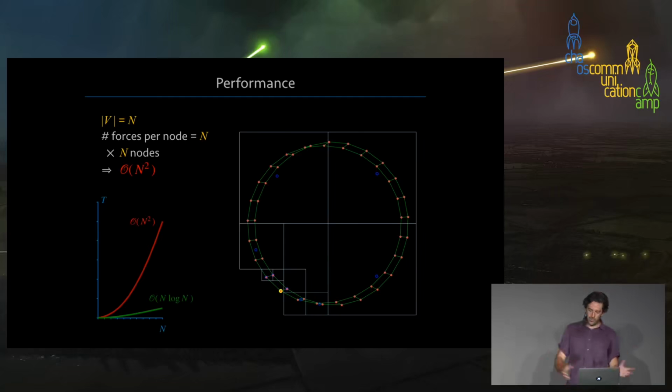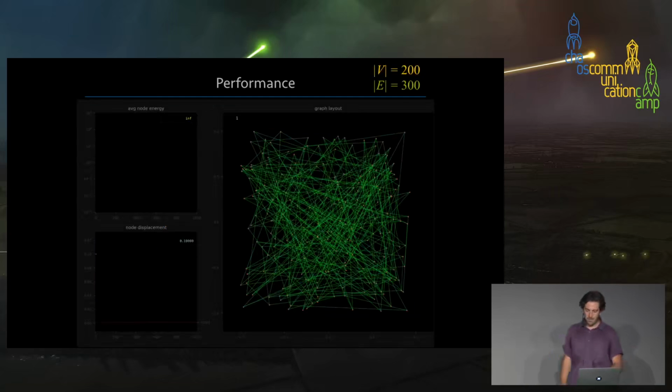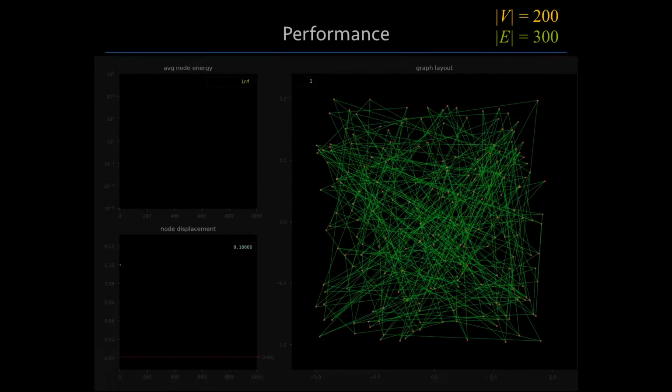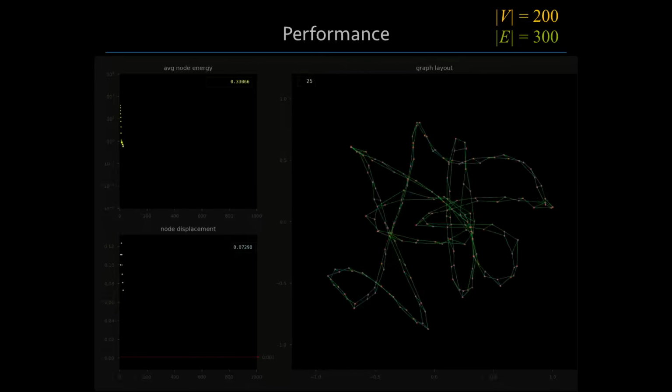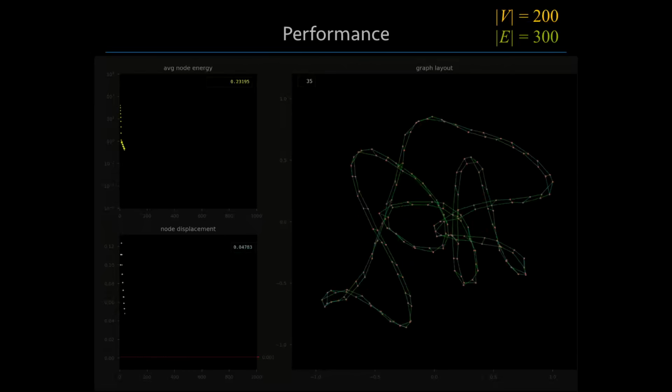Okay, so that's good. We can be faster in our computation. We are not constrained by this bad N-squared scaling. So let's go to some bigger graphs. Now we have 200 nodes here, and let's see what's happening. So this is basically a big circular graph, bigger than before.